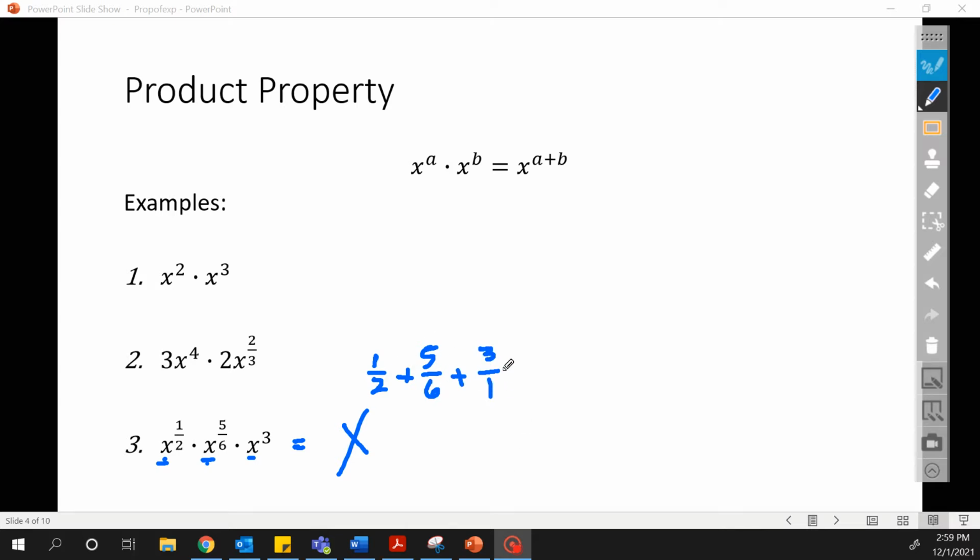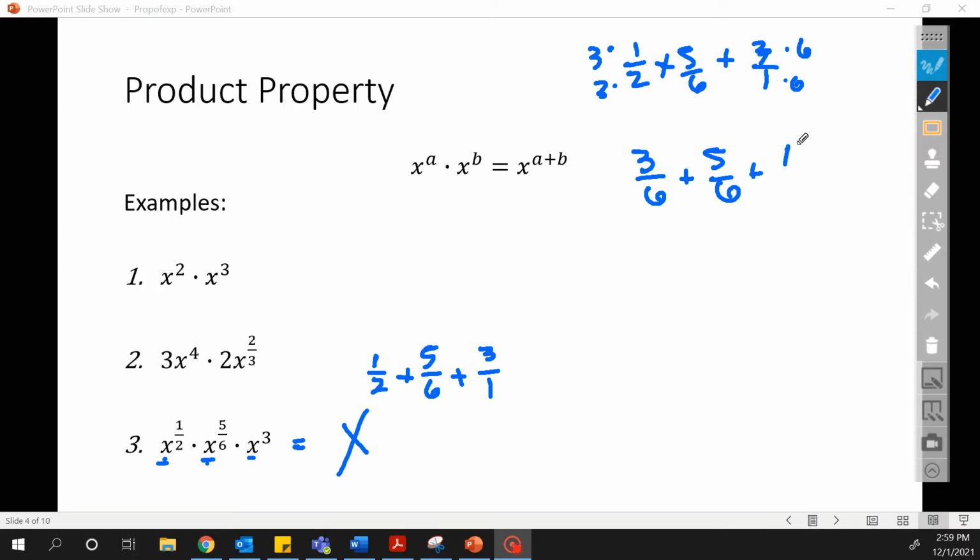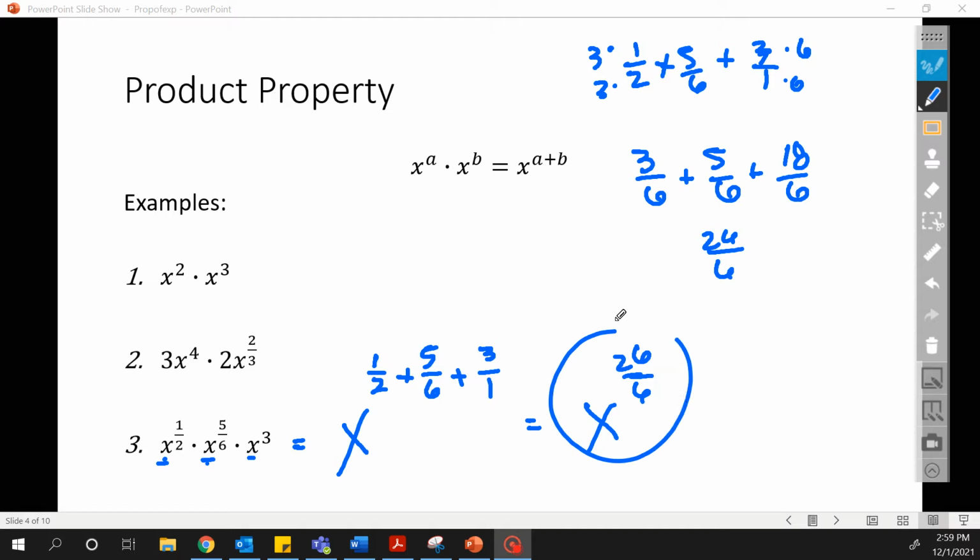Okay, so if I want to add these, I need to give them all a common denominator. So I'm doing 1/2 plus 5 over 6 plus 3 over 1. I need a common denominator of 6. So to make that here, I'll multiply by 3. And to make that here, I'll multiply by 6. So 3 over 6 plus 5 over 6 plus 18 over 6. So that's 26 over 6. So this becomes x to the 26 over 6 power.